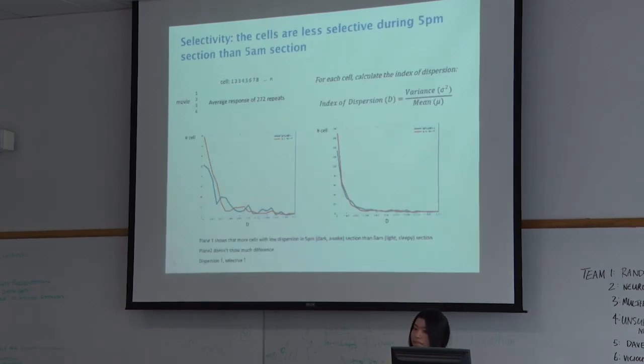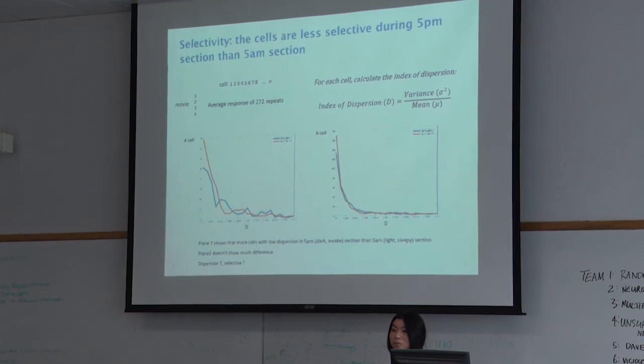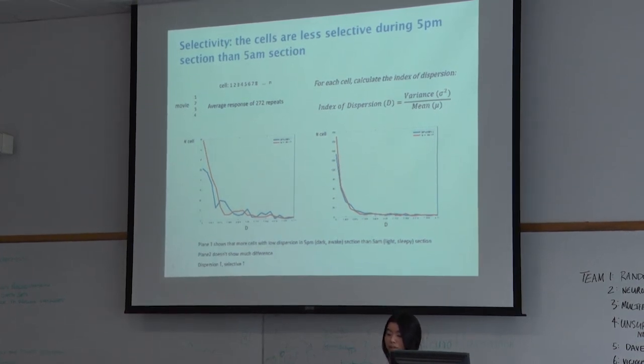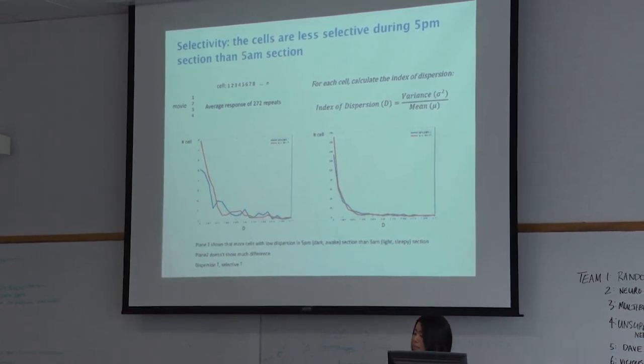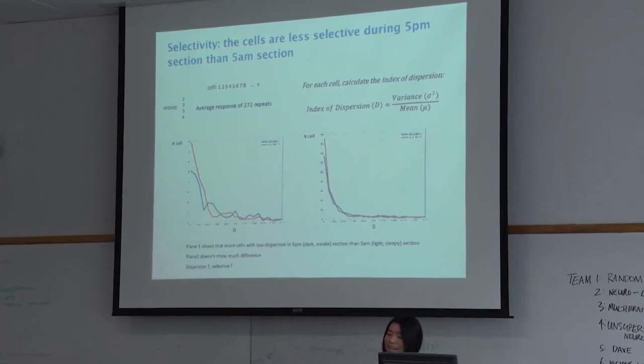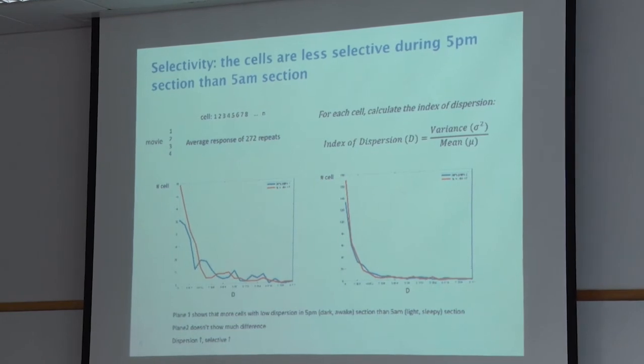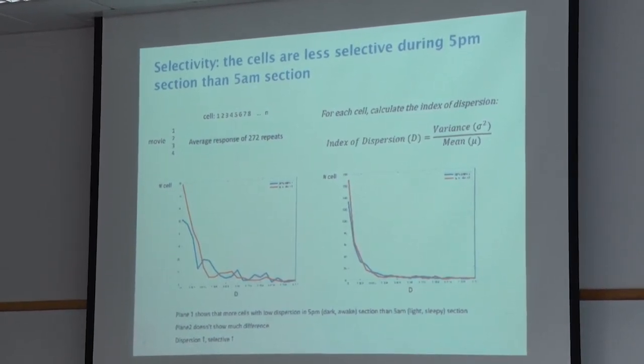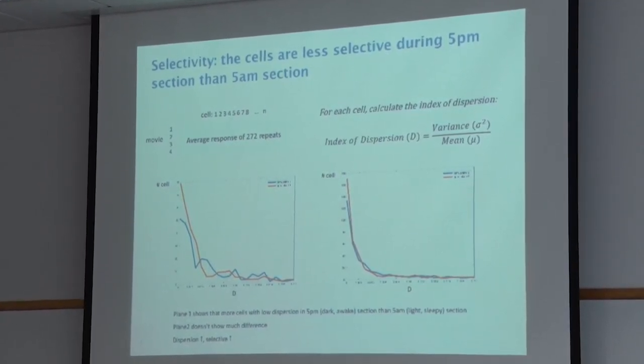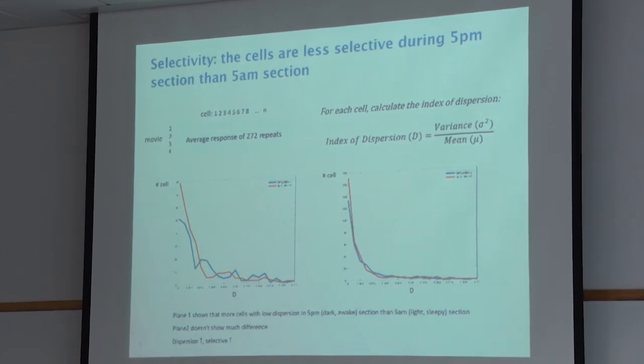And another question is, we would like to know the selectivity of the mouse reacting to different videos at two different time points. The idea is that maybe the mouse at 5 a.m. is a little sleepy, so some videos cannot stimulate the mouse, but if it's awake, then all different stimuli can make the mouse active. So we would like to see if this is the truth.